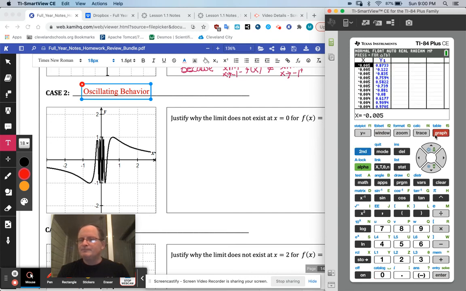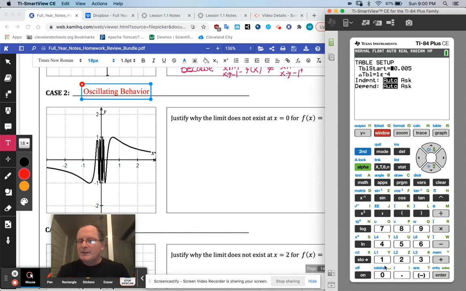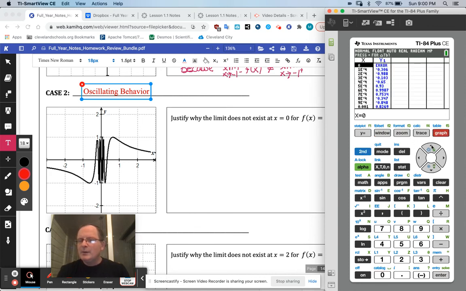Let's try again. Oh, sorry about that. Let's start at 0. Okay, good. And then go to the table. Just all kinds of stuff. But again, I'm seeing the opposite situation on these because of the nature of sine. But the important thing is it's not approaching anything.